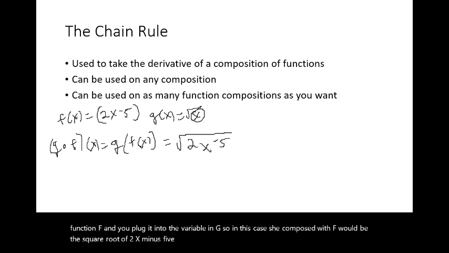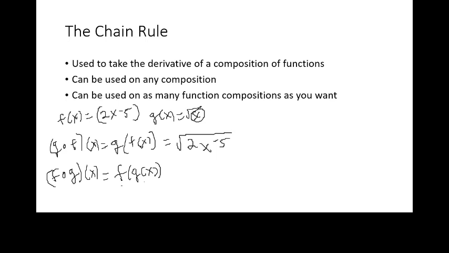Now, order matters with function composition. So if you do f composed with g of x, what you're actually finding is f of g of x, which means that g is the inside function this time and f is the outside function. So for f composed with g, you're going to take the entire g function and plug it into the variable in the f function, which is 2 square root of x minus 5.